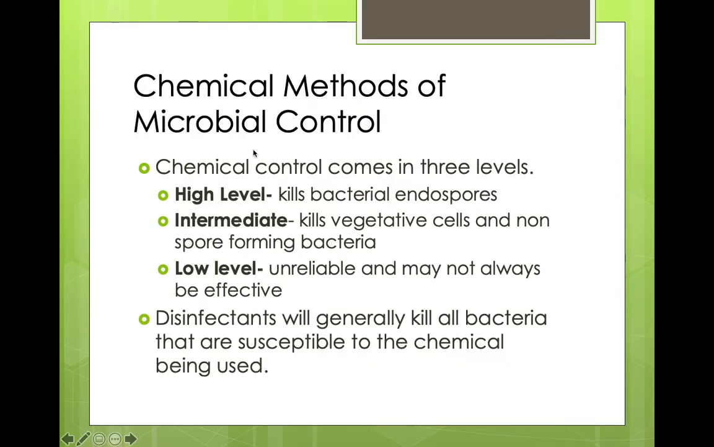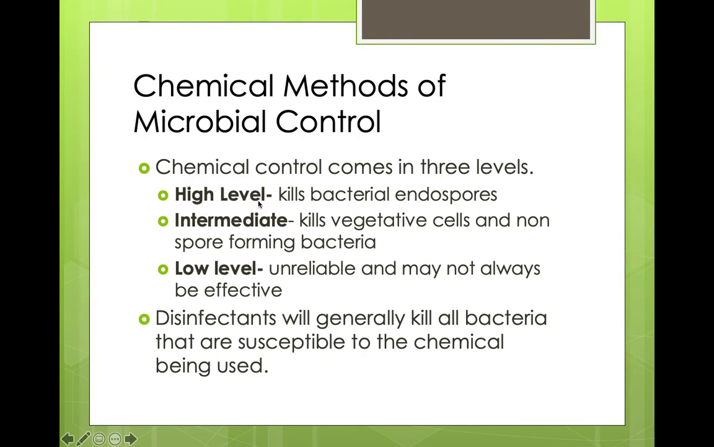So, chemical controls come in three different levels. We're usually talking some sort of liquid, some sort of chemical, like a powder that you're going to be sprinkling on something or adding to something. So chemical controls come in three different levels. You have high level chemical control, intermediate level, and low level.